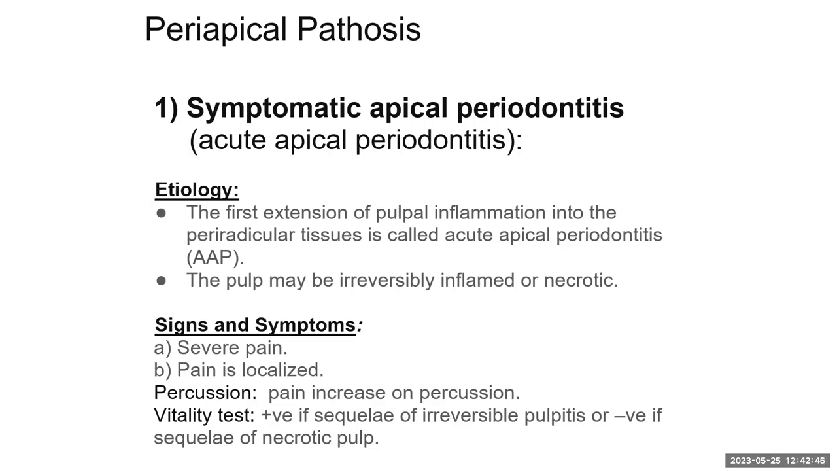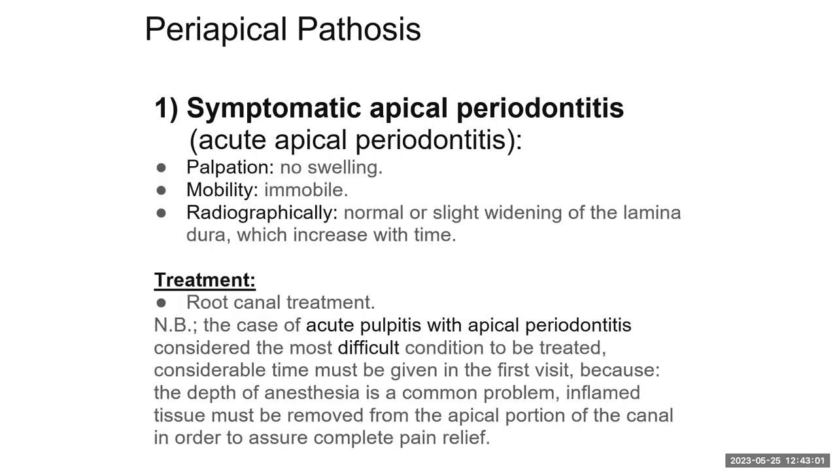It's sensitive to percussion and to palpation. There is a positive response to vitality, low grade, or negative in case of necrotic pulp. It's tender on palpation, but with no swelling. The tooth is immobile, with usually a radiographically intact lamina dura, but in later stages it might show widening of the lamina dura.